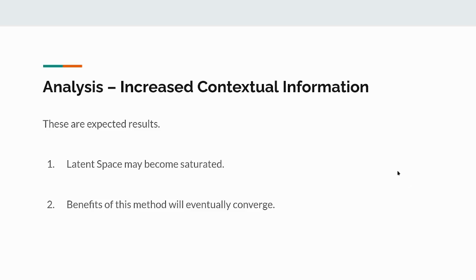So these results are to be expected. Increasing detail would mean a greater complexity latent space. So I assume this would be how it works. And some things to think about is at some point in time, this latent space will become saturated. So it will become necessary to add more dimensions to this latent space. So that might increase some memory usage. And secondly, the benefits of this method will eventually converge, i.e. there's only so many words you can add to a caption until it eventually becomes useless noise.